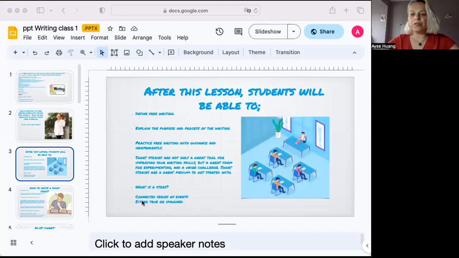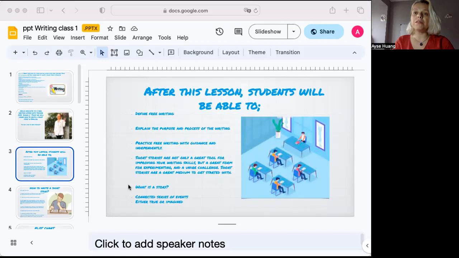After this lesson, students will be able to define free writing, explain the purpose and process of writing, and practice free writing with guidance and independently. Short stories are not only a great tool for improving your writing skills, but a great forum for experimenting and a unique challenge. Short stories are a great medium to start with.